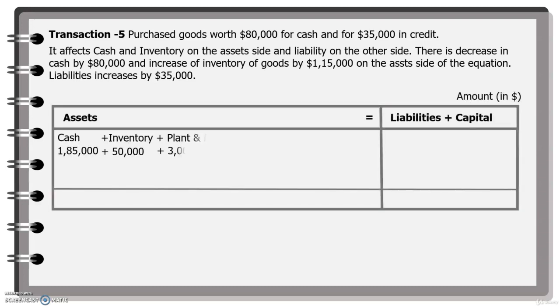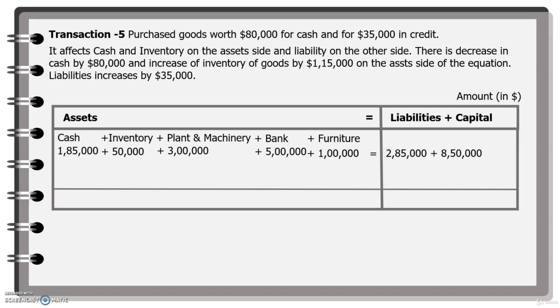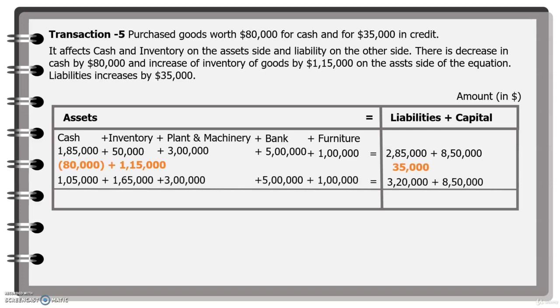So look at the equation. This is the previous equation. Now we have to reduce the cash by 80,000, increase the inventory by 115,000, and on the liability side increase the liability by 35,000. Now let's do the totaling. Cash 185 minus 80 is 105. Inventory 50 plus 115 is 165. Plant and machinery 300,000. Bank and furniture same. Whereas on the liability side, you already had $285,000 plus $35,000, so $320,000 is liability, plus capital. So now we get the total of 1,170,000. So 5 transactions we have covered. There are another 5 transactions which we will take up in the next session.